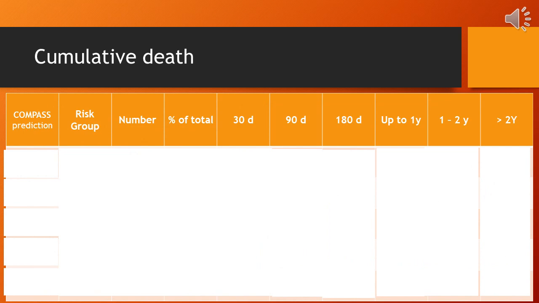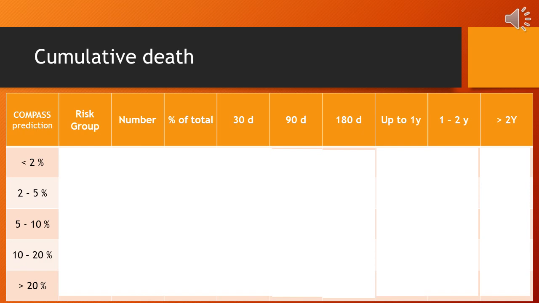This is an information heavy slide, and I will try to make it easy for you to understand. I will reveal different sections one by one. The top row is the parameter that we are going to compare. The first vertical column on the left shows the mortality risk predictions done by Compass.